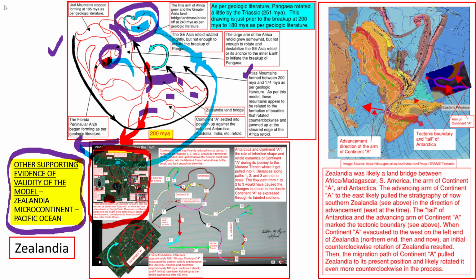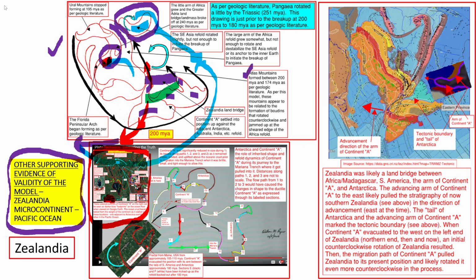So anyway, what happened with the action of Zealandia? It rotated counterclockwise 180 million years ago, when the continent A refold backed up quickly. It rotated a little counterclockwise like this. Now, according to geologic literature, Zealandia pulled off of Antarctica about 100 million years ago.